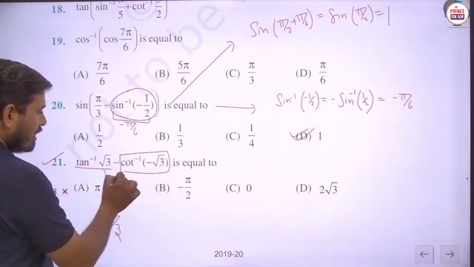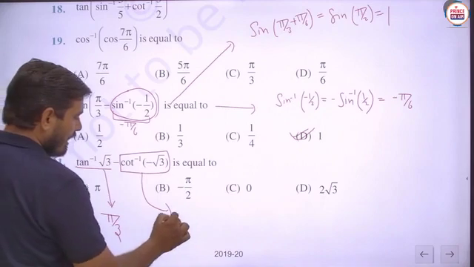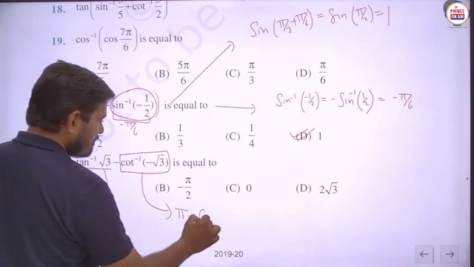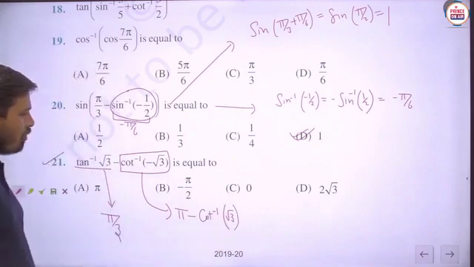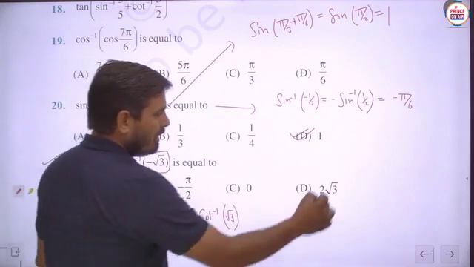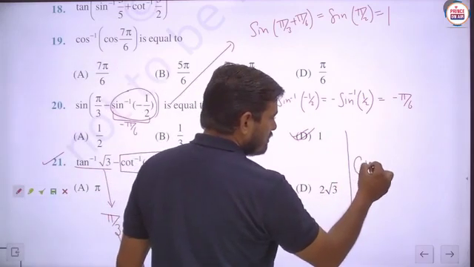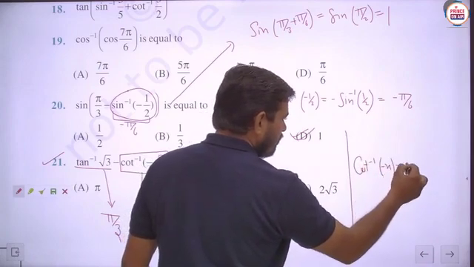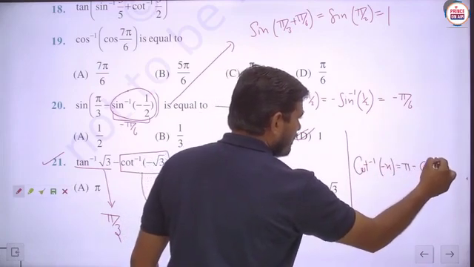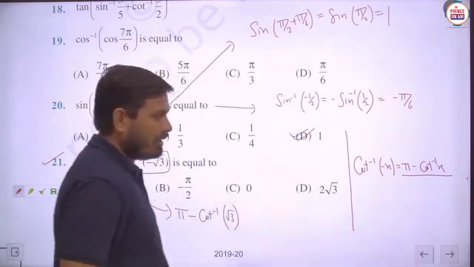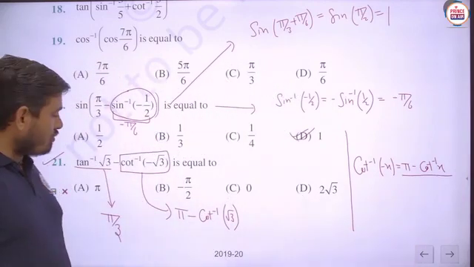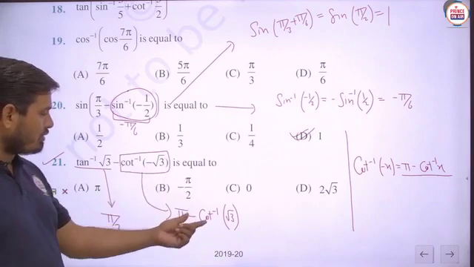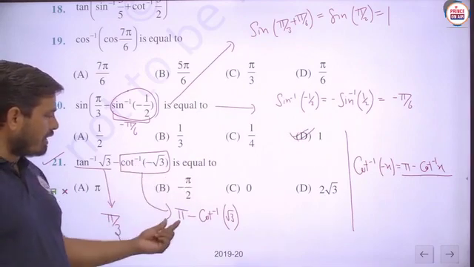This part is to be simplified. Firstly, we will write this part as pi minus cot inverse of root 3, because cot inverse of minus x will always be written as pi minus cot inverse x. We have to keep in mind one property we have discussed related to this negative sign. So we just use that property here, and this minus sign is eliminated in this way.